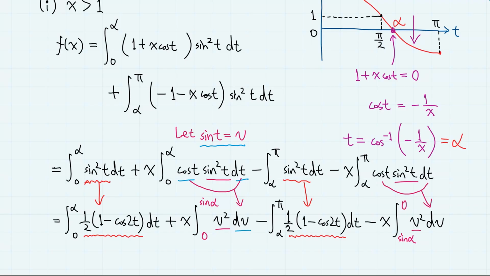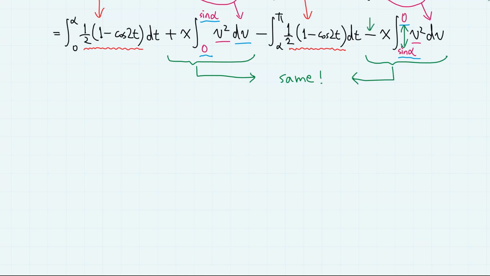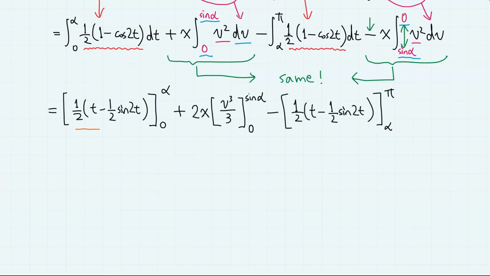Notice that as for the second and fourth integrals, the intervals of integration also change from 0 to sine alpha here, and from sine alpha to 0 here. Again, these two are the same if we switch the upper and lower bounds and switch the sign on the latter one. So we can write the antiderivatives as 1/2 times t minus 1/2 sine 2t for the first and third ones, and 2x times v cubed over 3 for the second and fourth ones.